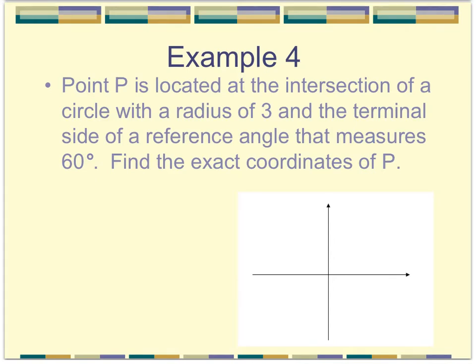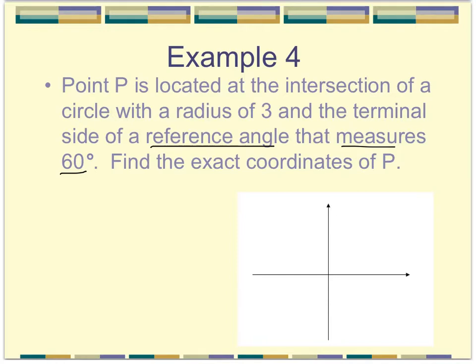Okay, so this is another example, slightly different wording, where we're finding point P, which is located at the intersection of a circle with a radius of 3, terminal side of a reference angle that measures 60 degrees. So this piece right here, it says it's a reference angle that measures 60 degrees.